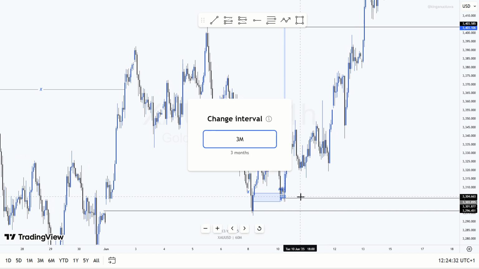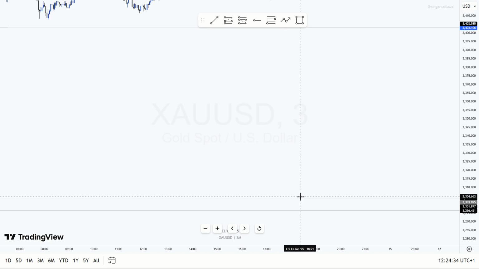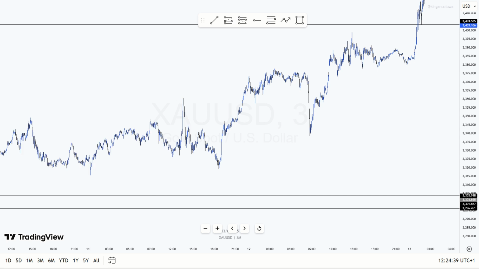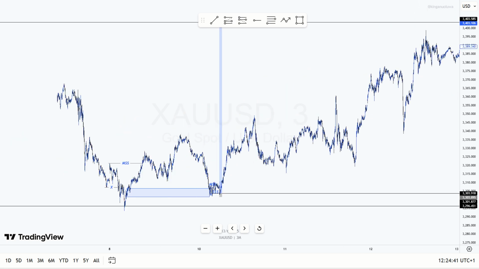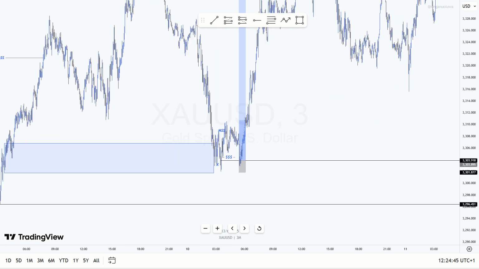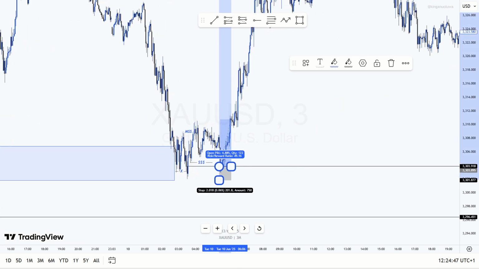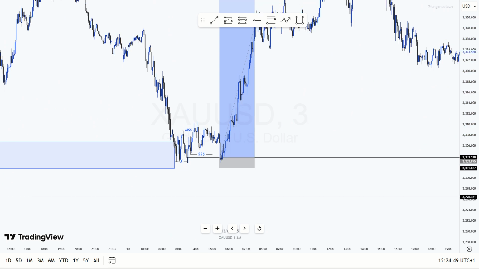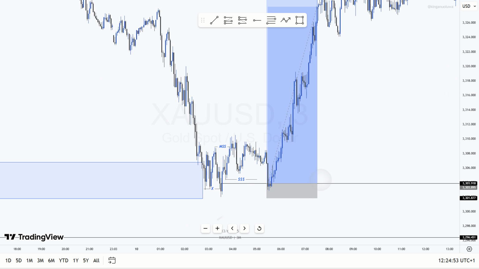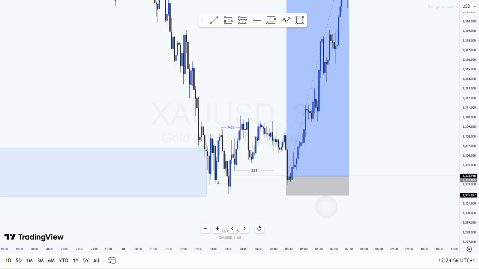Let me go back to my 3 minutes. So this is how I was able to get my entry from the 3 minute time frame. This is the entry right there. So it's confirmation upon confirmation. That was why I was able to risk it. This is it. It's very simple.